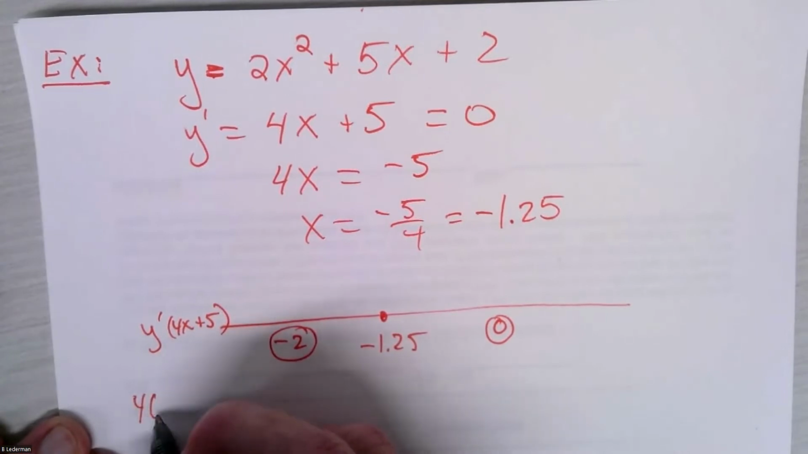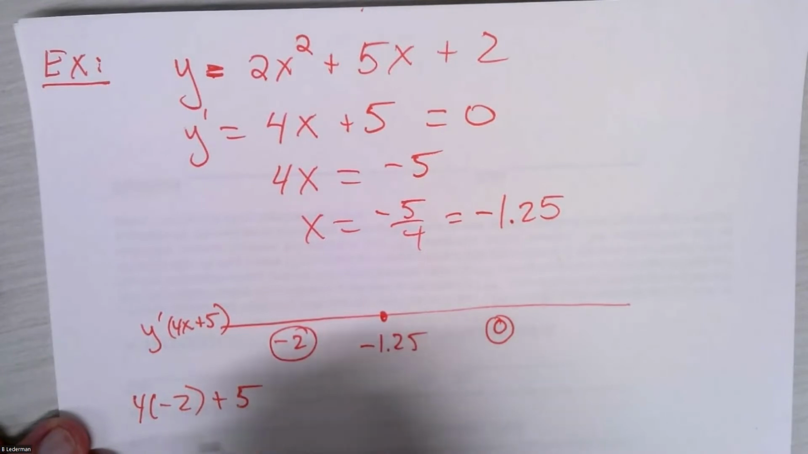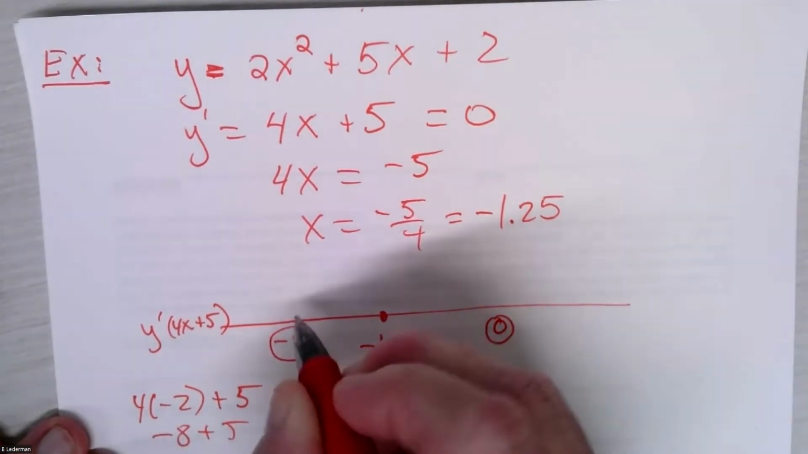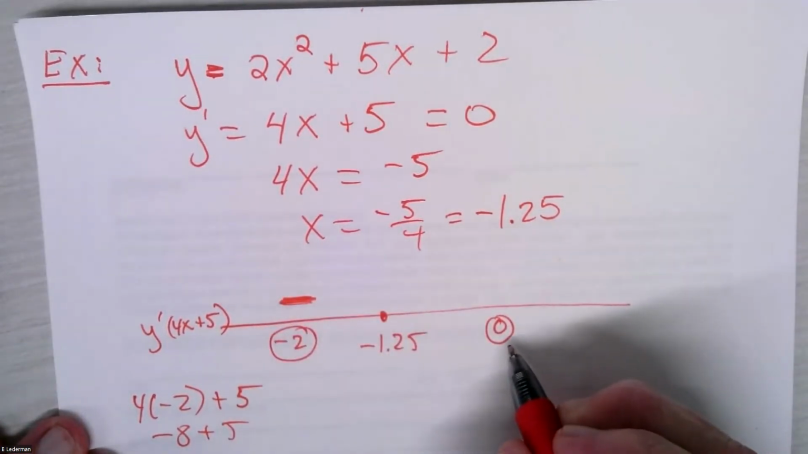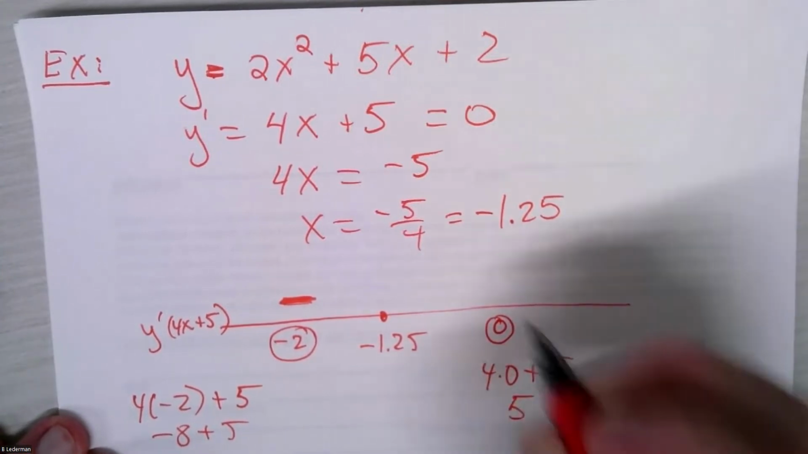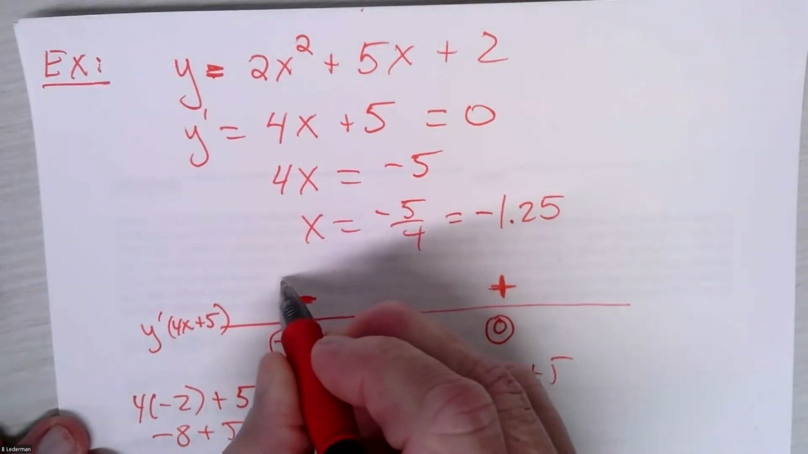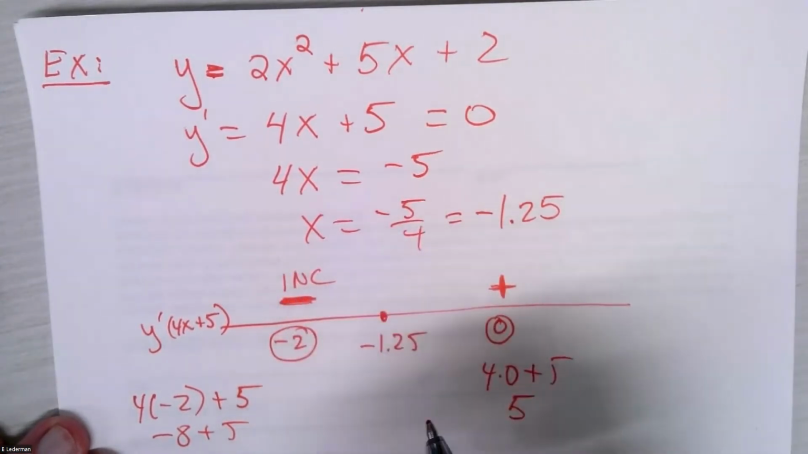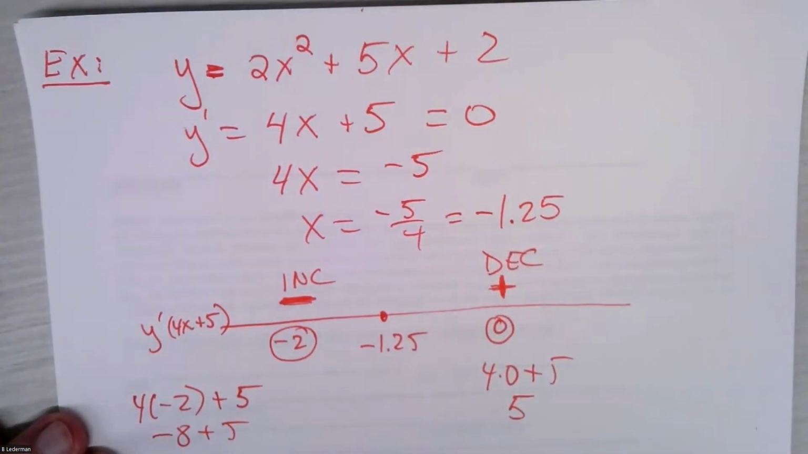Well, 4 times -2 plus 5 equals -8 plus 5, which is -3, which is negative. So my derivative is negative. Now we're going to plug 0 in. 4 times 0 plus 5 equals 5, which is positive. So that means the function is decreasing in this interval and increasing in this interval.